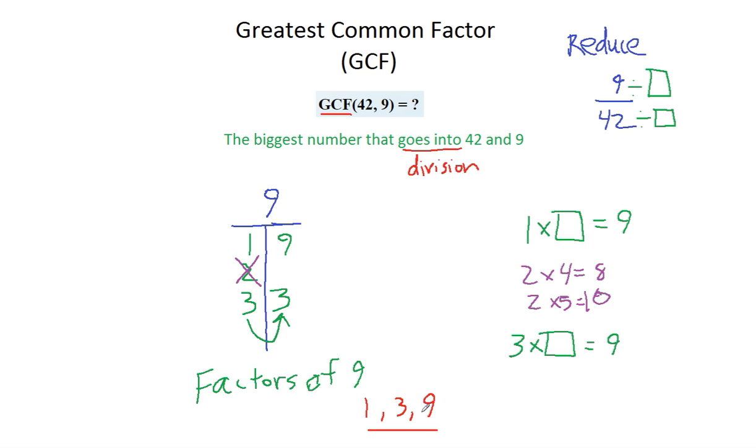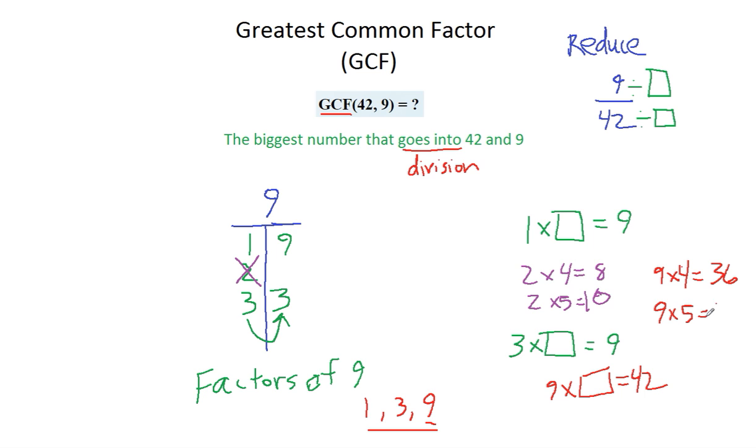So now I'm thinking, okay, which of these numbers goes into 42? Does 9 go into 42? And I think to myself, 9 times what equals 42? And if I know my math facts, I know that 42 is not one of the facts for 9. We would have 9 times what? 9 times 4, there we go, would give me 36. And 9 times 5 would give me 45.